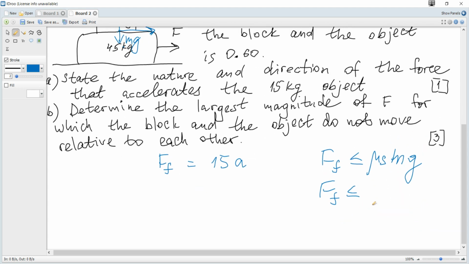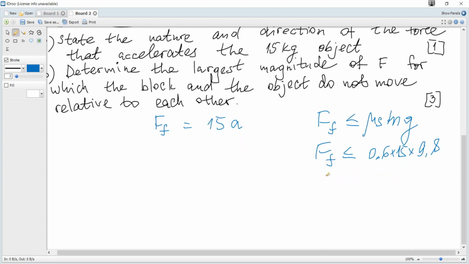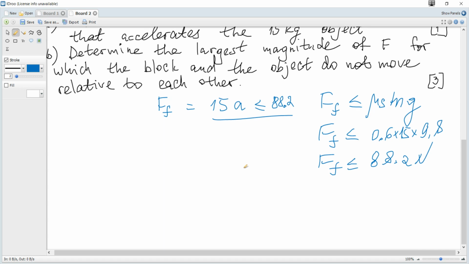So it becomes mu static mg, and we can calculate it: 0.6 times 15 times 9.8, and it becomes 88.2 newtons. You may consider just the maximum possible value for the frictional force instead of using an inequality sign. And F must be less than 88.2. Or we can find the maximum possible acceleration if required.